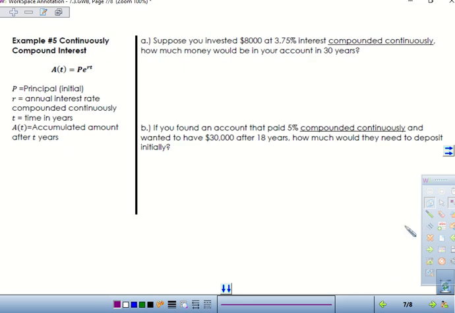So the next one. This one is using the compounded continuously formula. So the only time you use this formula is if the phrase compounded continuously is used in the wording of the question. Otherwise, you're not going to use that formula. So it says, suppose you invested $8,000. So if you're investing that much, that's how much you're starting with, your principal. The rate, and then time.